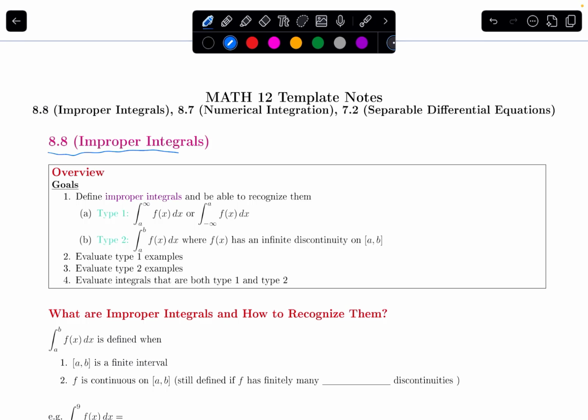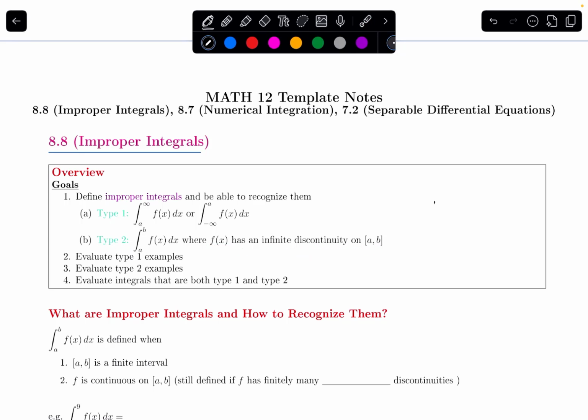In this video, we're starting section 8.8 on improper integrals. Our goals are to talk about what improper integrals are and how we can recognize them. The first type of improper integral involves a situation where our interval is infinitely long. In the second type, our function has an infinite discontinuity somewhere on the interval.